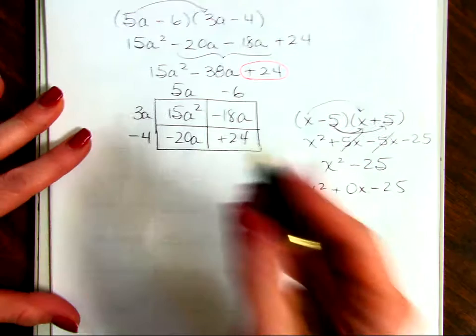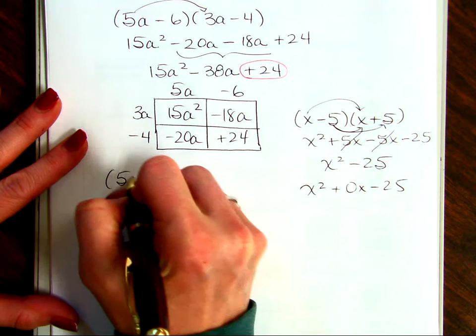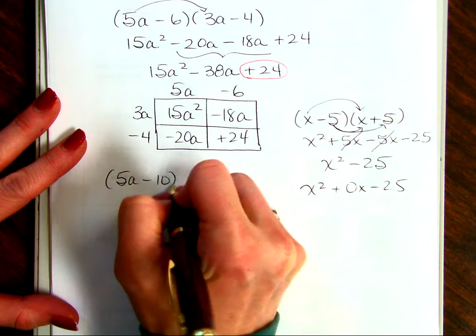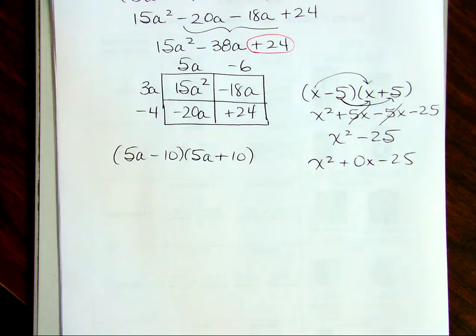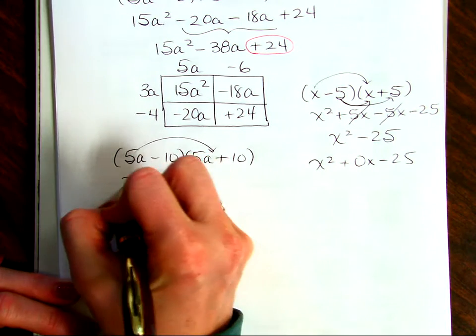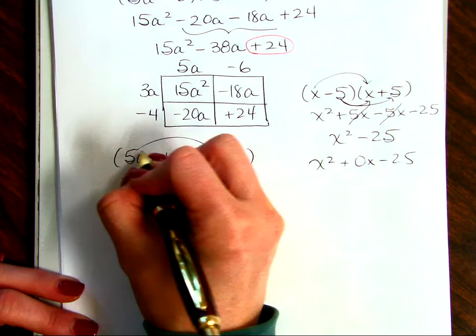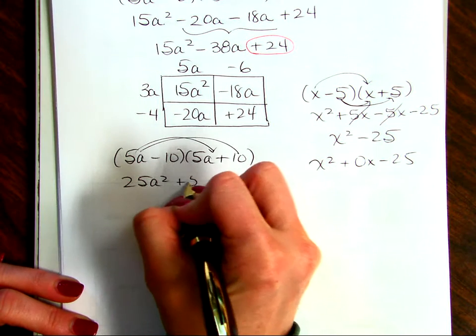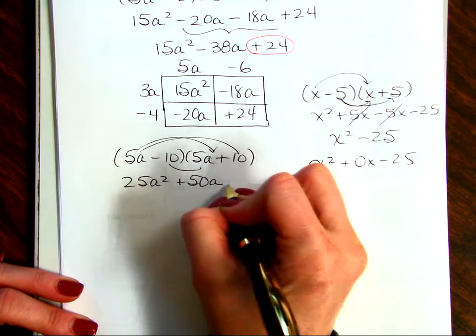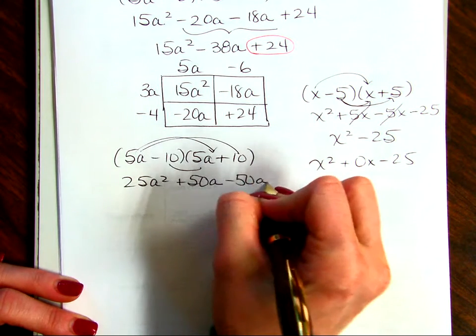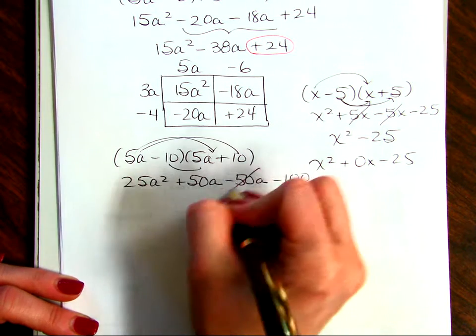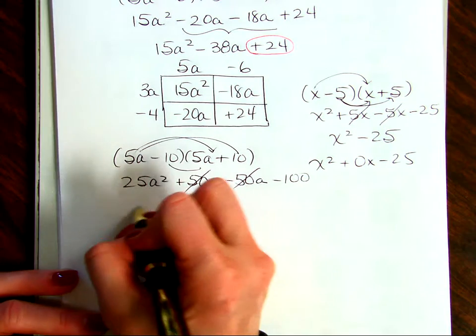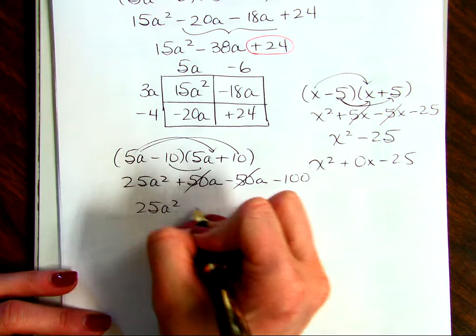okay? Let's do this. Let's say 5a minus 10 times a 5a plus 10. They look the same, just as one plus and one minus. This is going to give me 25a squared. Then I have a positive 50a, then a negative 50a, and then my negative 10 times my positive 10 is negative 100. When those cancel, I'm left with 25a squared minus 100.